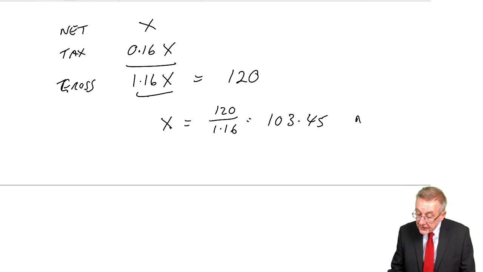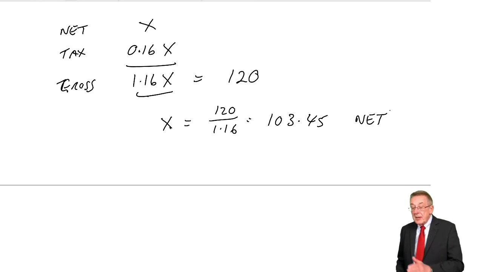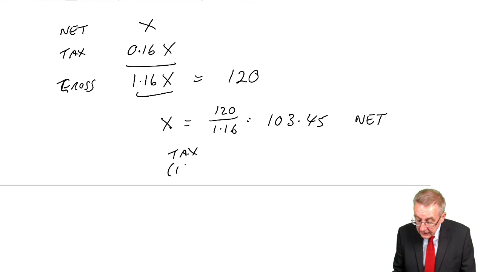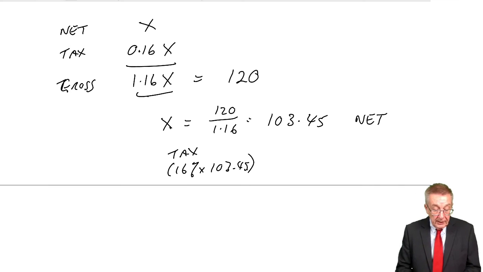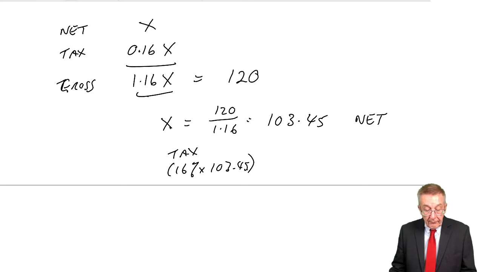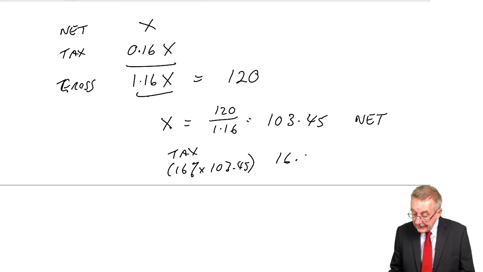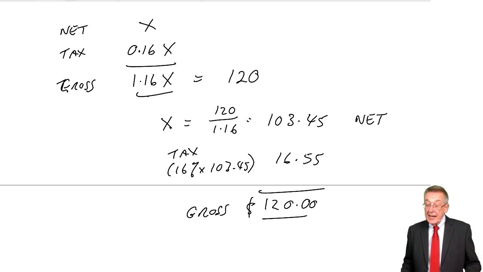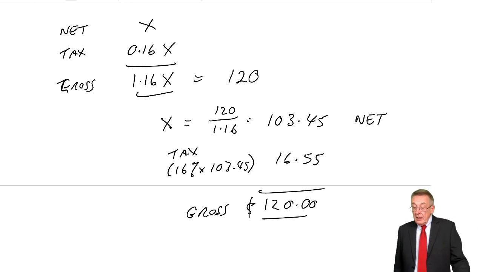So that is the net price, and of course it does check, because if that's the price without tax, the tax will be 16% of that, which is how much? $16.55, and therefore the gross price is 120. As I said, it does check. So make sure you've got that.